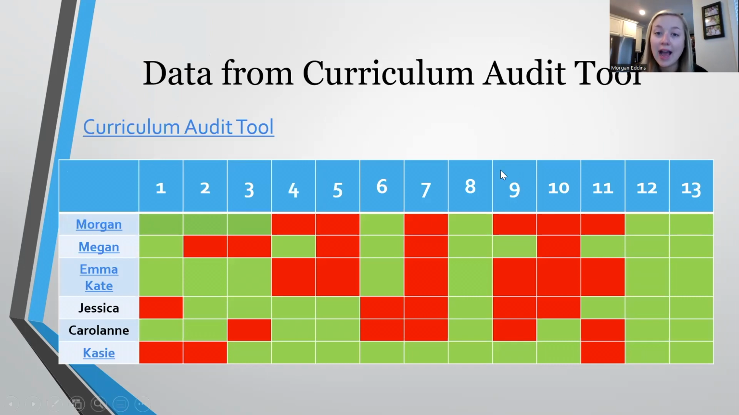When we look at the curriculum audit tool that we used, I'm going to pull it up here.